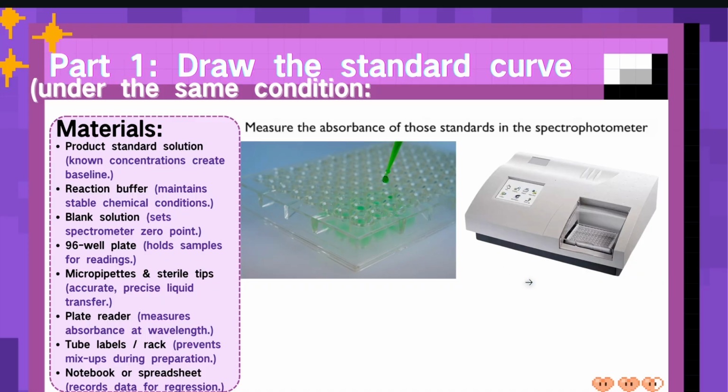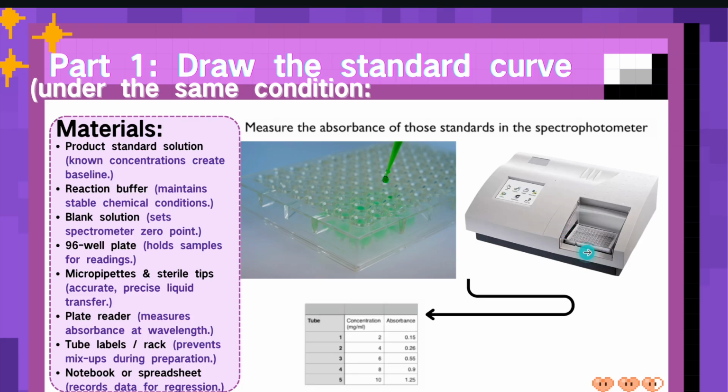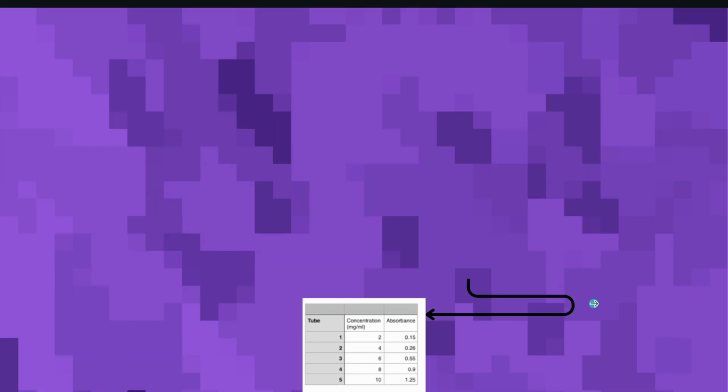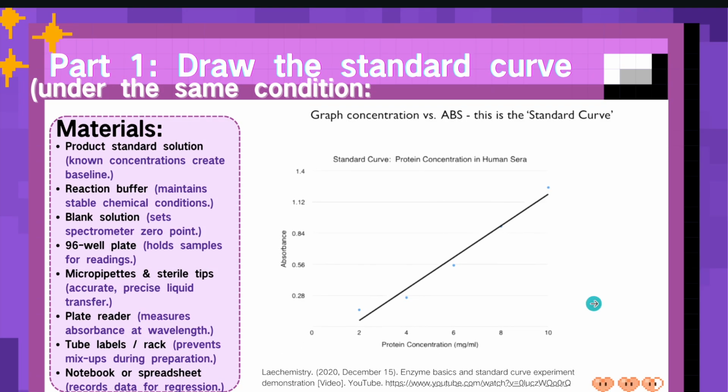Since here we assume that we already know the wavelength of the color of the solution, we will just use the plate reader and then come to this form with a relationship between the concentration and absorbance. Using this form, we can graph the concentration versus absorbance line, which is also the standard curve.